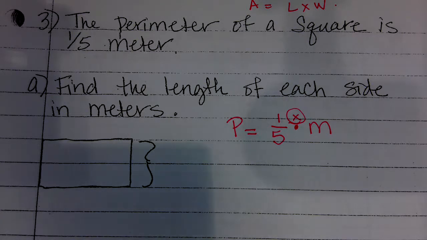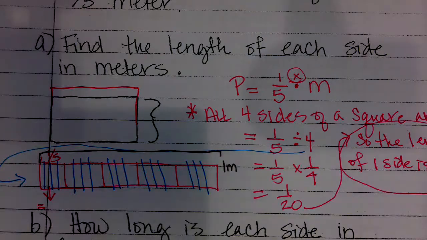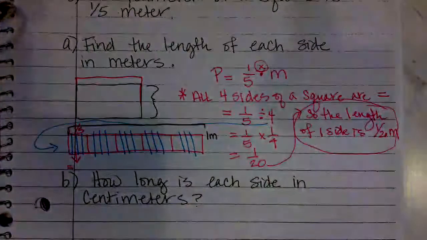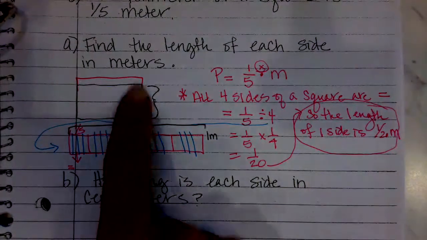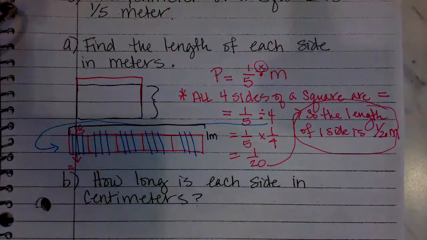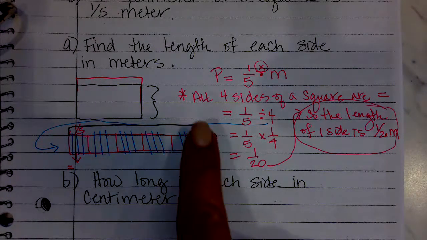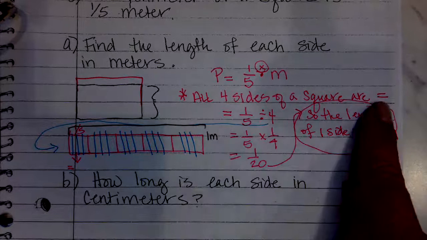I'm going to give you a chance to play around with this and come back in just a minute once you have written something down. All right, what did you do? So I went back and I tried to make my square look a little bit more square, because all four sides of a square are equal.